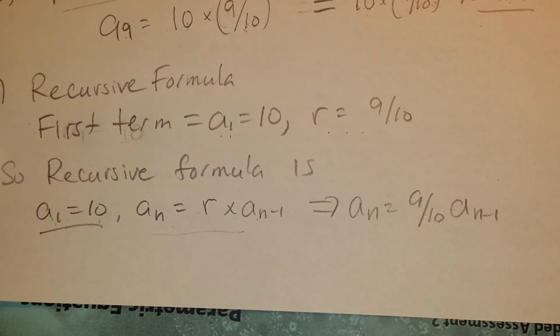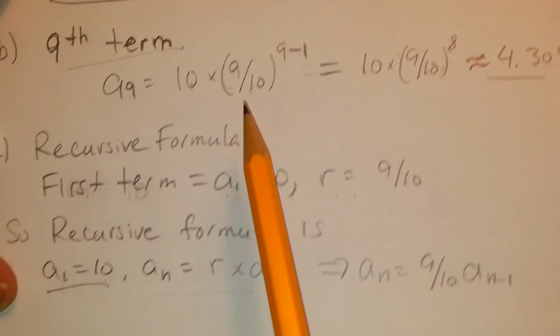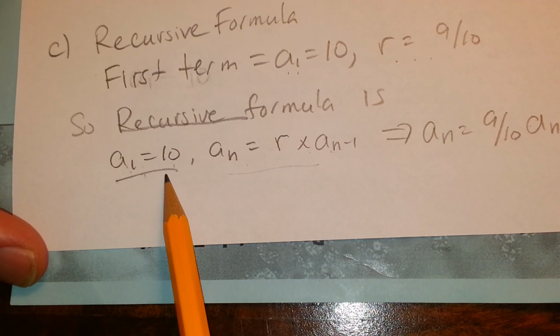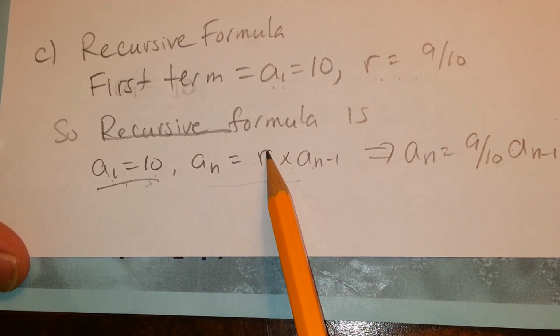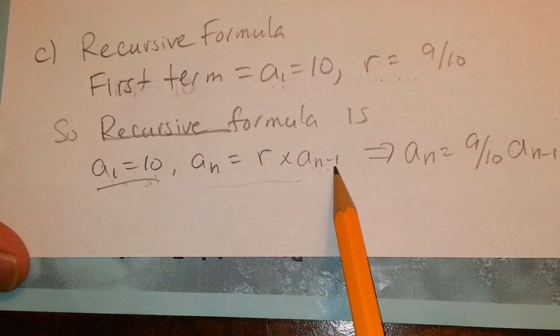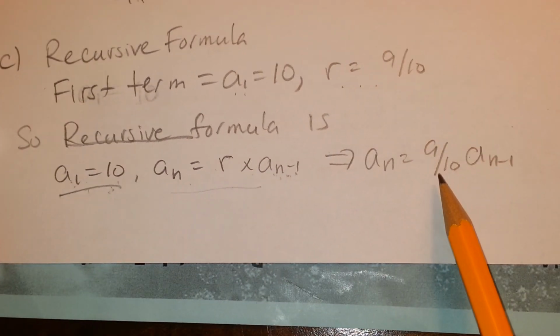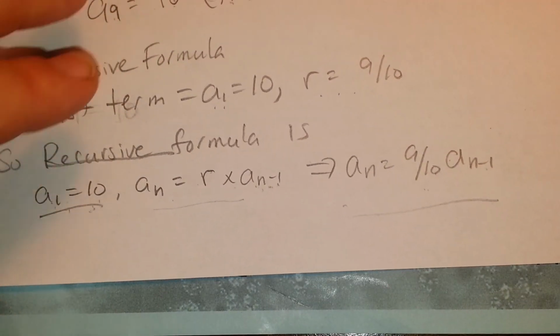It's pretty basic, not as complicated as the nth term. Basically, I'm looking for a recursive formula. a sub 1 is 10. So the nth term equals the common ratio times the term prior. That's a sub n equals the common ratio 9/10 times a sub n minus 1. That's pretty simple. That's all we're going to really cover today.